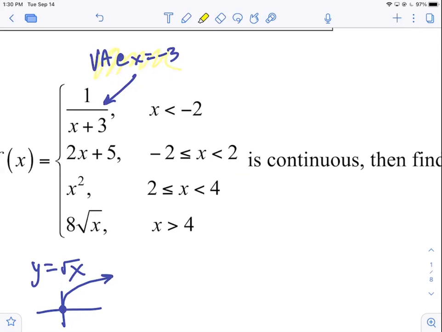So we need to check the points of exchange where it changes from one graph to the other. Where does that happen?